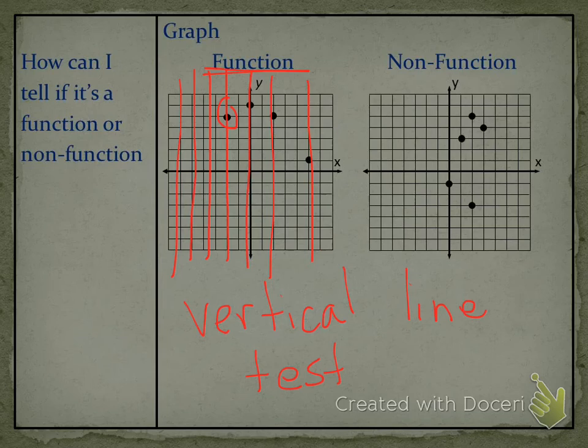Let's look, however, at the non-function. Go, go, go, vertical lines. We're still good here. There's no points on this line. There's no other points on this line. But as soon as I get to here, look. This point and this point are both on that vertical line that I just drew. So that makes it a non-function.